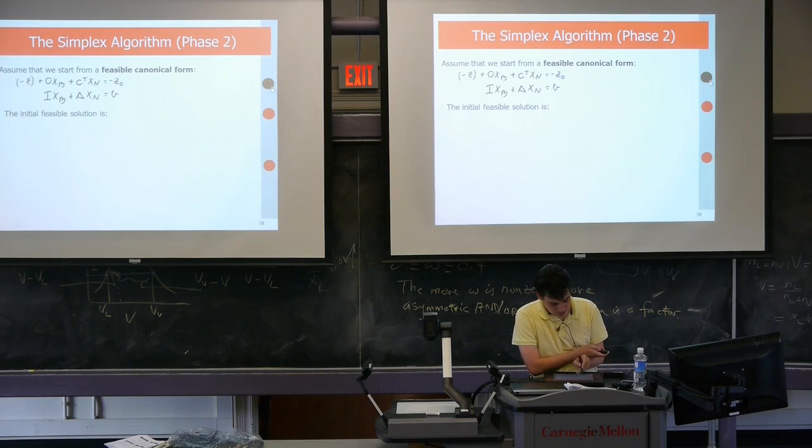Right, so we started from this feasible canonical form. The feasible solution was that the basic variables xB equal b and the non-basic variables were all zeros.